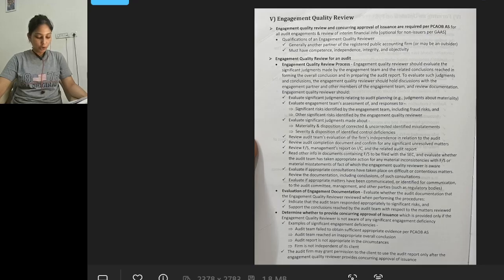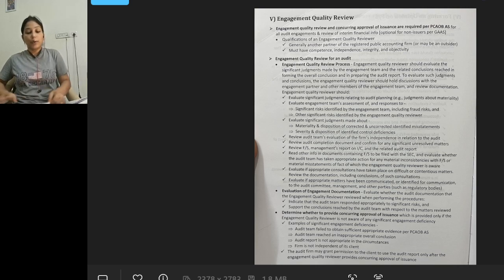Determine whether to provide concurring approval of issuance, which is provided only if the engagement quality reviewer is not aware of any significant engagement deficiency. A few examples are: the audit team failed to obtain sufficient appropriate evidence, the audit team reached an inappropriate overall conclusion, the audit report is not appropriate, or the firm is not independent. The audit firm may grant permission to the client to use the audit report only after the engagement quality reviewer provides concurring approval of issuance.